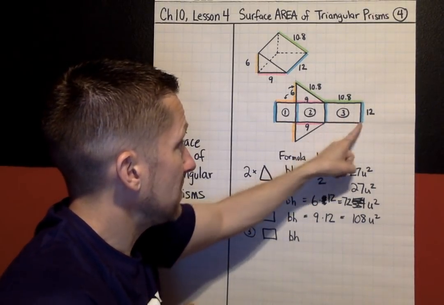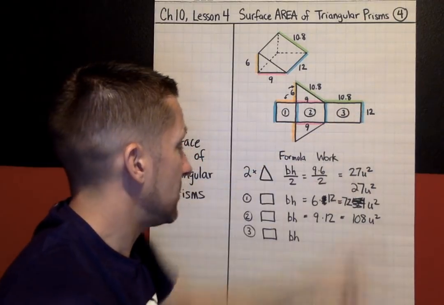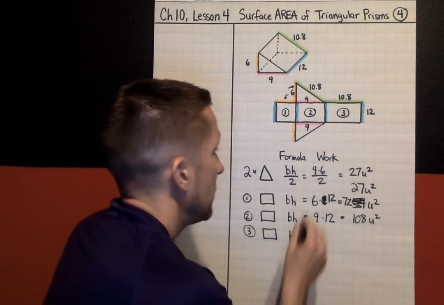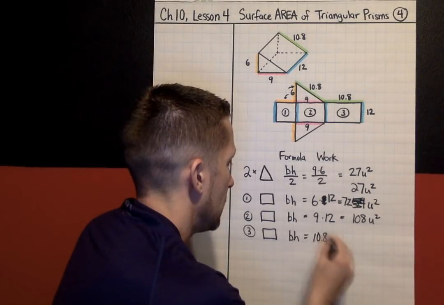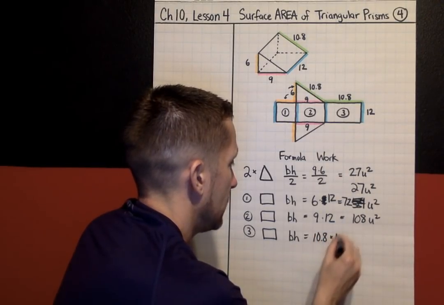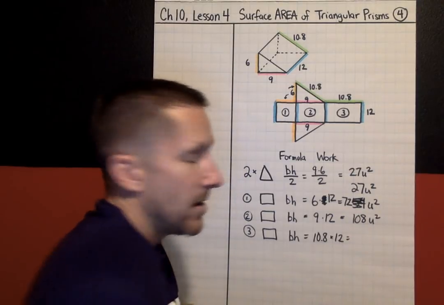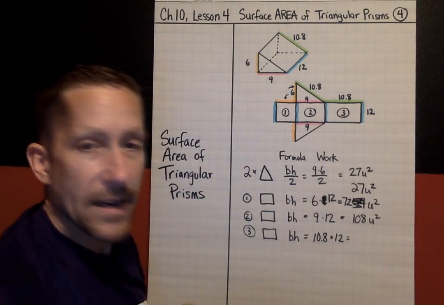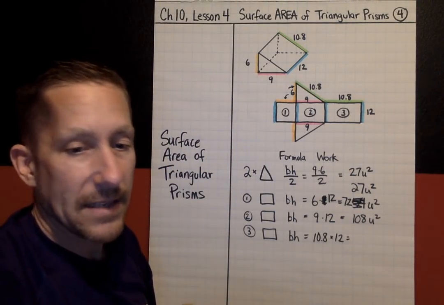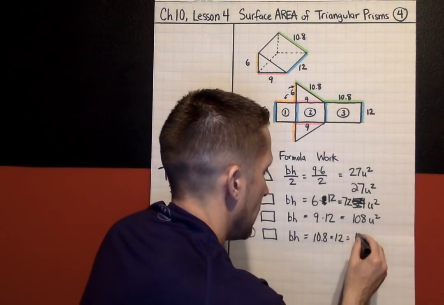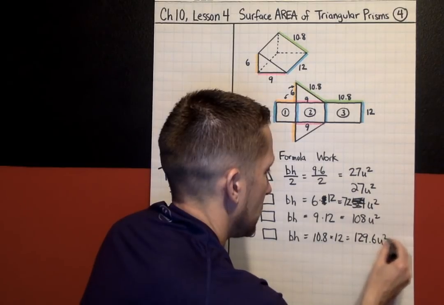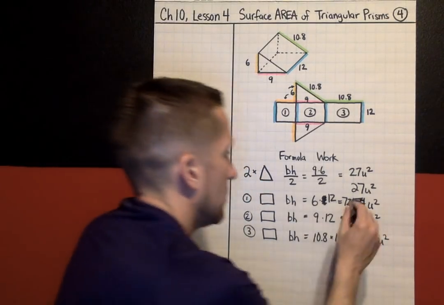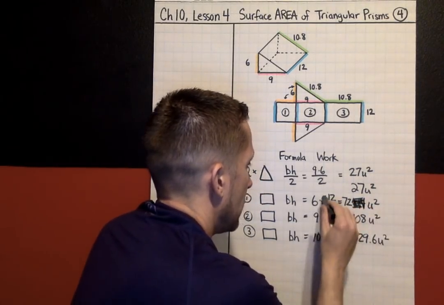Got one more rectangle, rectangle 3. The base is 10.8. The height is 12. So again, get out your calculator. 10.8 times 12. Put that in your calculator. You're going to get 129.6 units squared. Let's kind of fix this a little better.